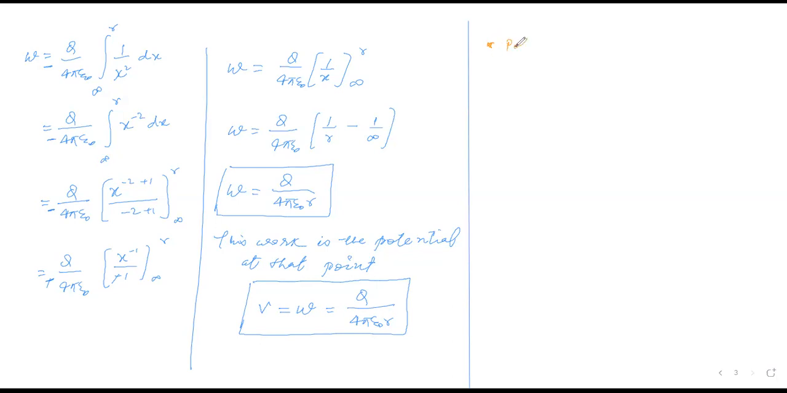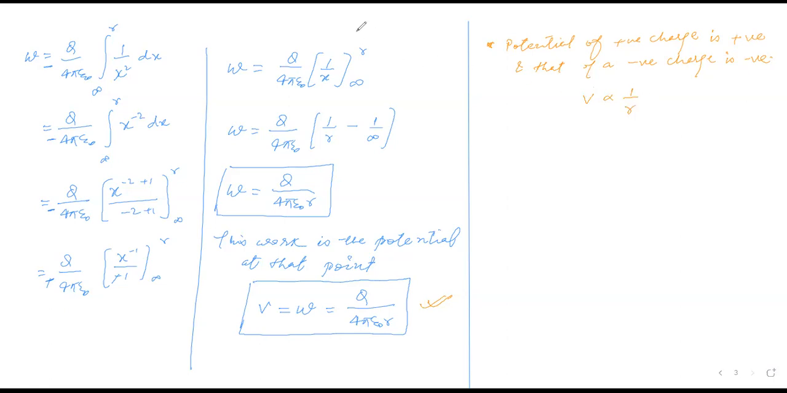Also remember here, the potential of a positive charge is positive, and that of a negative charge is negative. Now from this equation, you can see that V is inversely proportional to R.